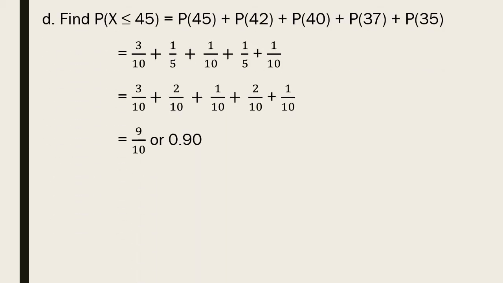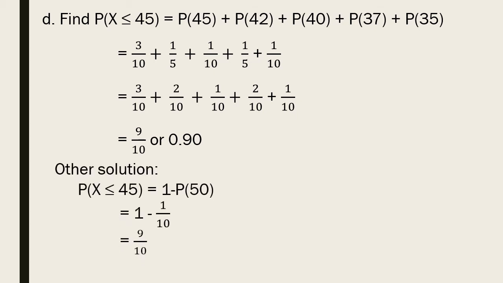So solving for our letter D, find the probability of X less than or equal to 45. So ano ba yung mga probability na less than or equal to 45? So ito yung, of course, probability of 45 plus probability of 42 plus probability of 40 plus probability of 37 plus probability of 35. So substituting all the probabilities of that, 3 over 10 plus 1 over 5 plus 1 over 10 plus 1 over 5 plus 1 over 10. So we have the probability which is equal to 9 over 10 or 0.90.